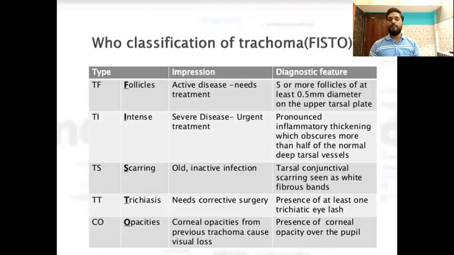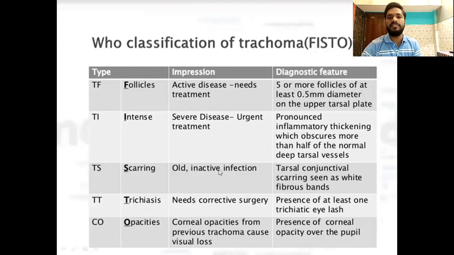Now talking about the FISTO classification of trachoma. Basically it is F, I, S, T, O. So F is for follicles, I is for intense inflammation, S is for scarring, and T is for trichiasis, and O is for opacities. Right, so follicles, 5 or more. What are the diagnostic features? 5 or more follicles of at least 0.5 millimeter of diameter on the upper tarsal plate is the follicles, right? Whereas the intense, that is intense inflammation, it requires urgent treatment, whereas follicles need treatment and it is an active disease. Scarring, old and inactive infection.